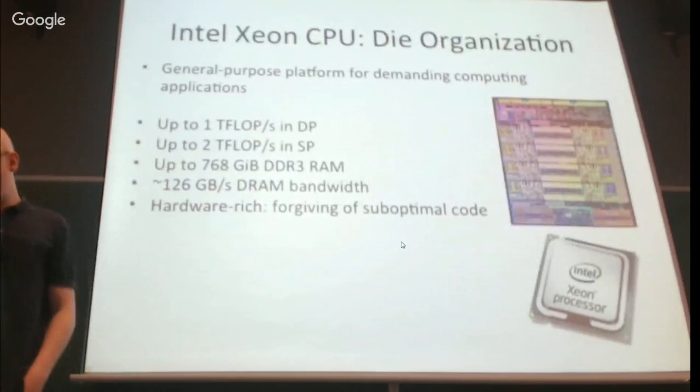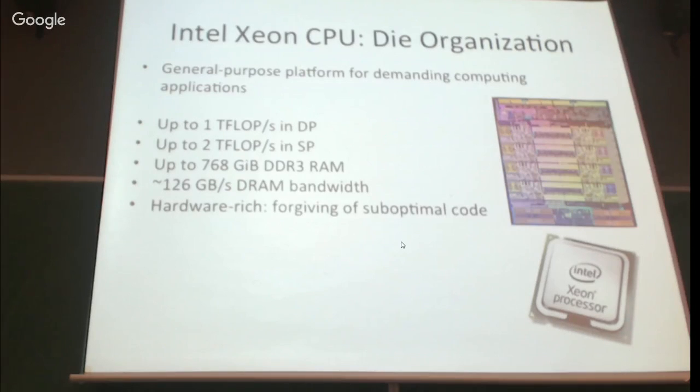So, Intel Xeon CPU die organization. This is the CPU we're talking about here, the Xeon. General purpose platform for demanding computing applications. I think we can all agree on that. Certainly general purpose, and it can be used for demanding computing applications. Still a big component in the biggest supercomputers in the world. There's no doubt about it. All the biggest supercomputers in the world still have Xeon as their principal chip component.